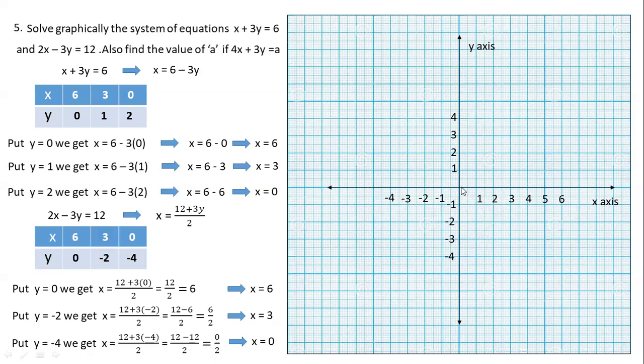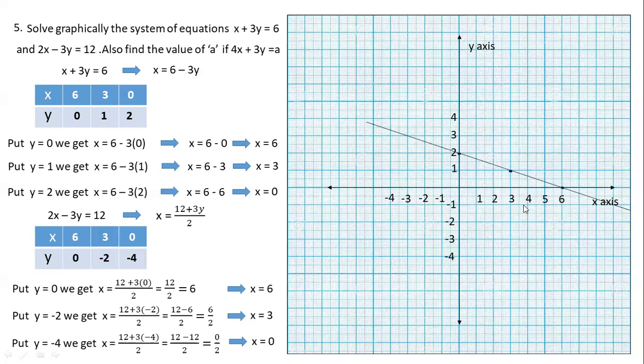And as you know, this point is called the origin. 0, 0. X is 0, y is 0 at this point. Now, x is 6, y is 0 means it's on this point. X is 3, y is 1 here. X is 0, y is 2, it's here.